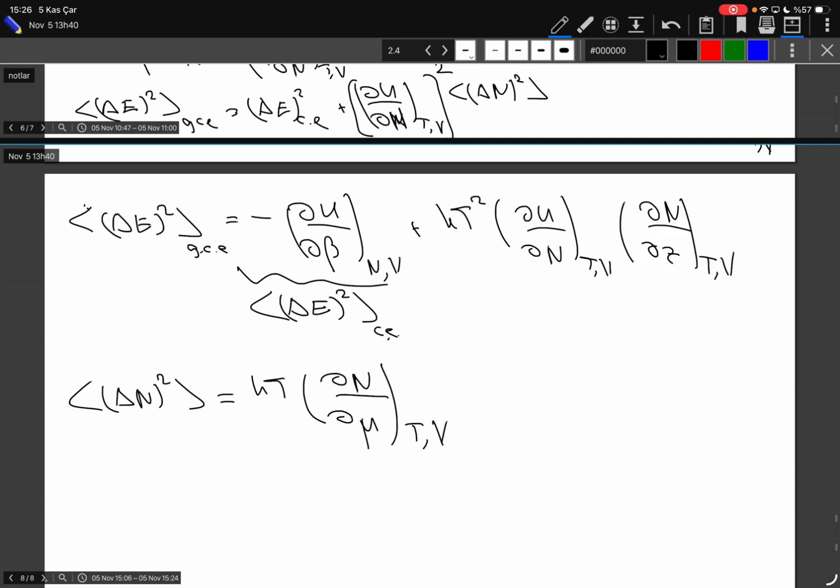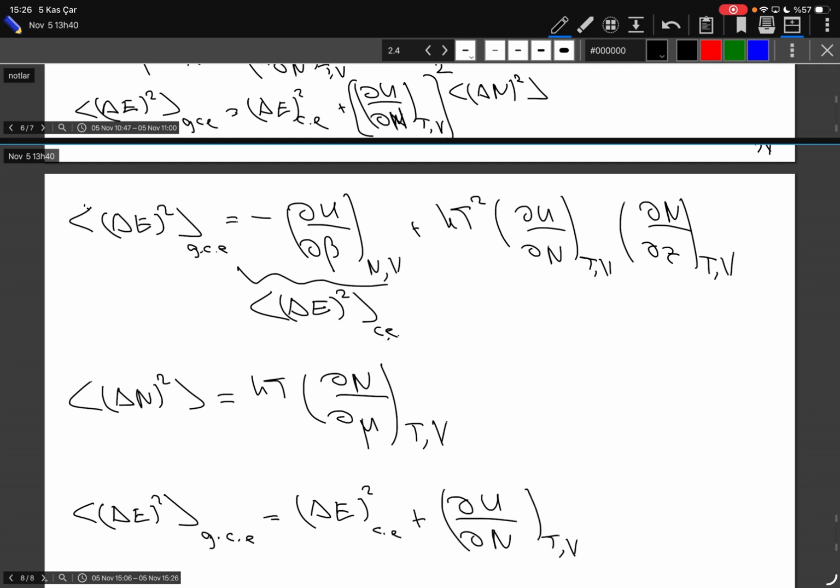And the final result turns out to be delta E squared in the grand canonical ensemble is delta E squared in the canonical ensemble plus del U by del N at constant temperature and volume, squared, times delta N squared. Okay, this will be the final answer when you play around with the derivatives. Okay, what does this tell me? Delta E in the canonical ensemble was negligible. The relative fluctuation in the canonical ensemble just went as 1 over square root of N.